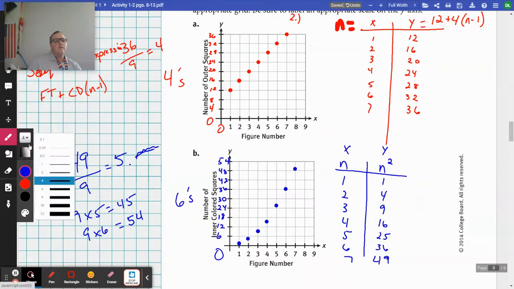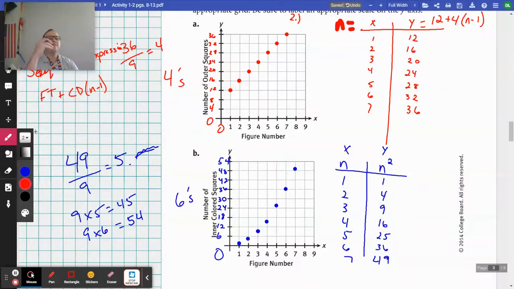Number 12 asks us to compare the graphs. So compare graph A to graph B.